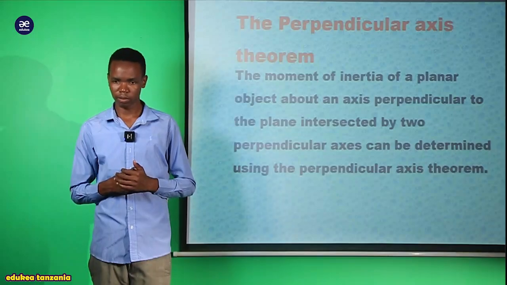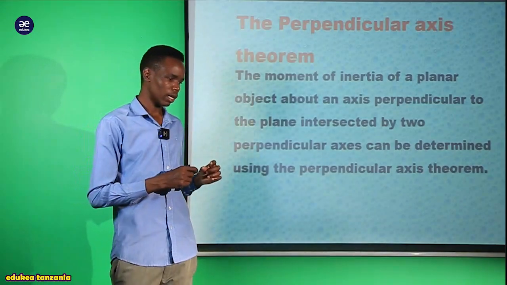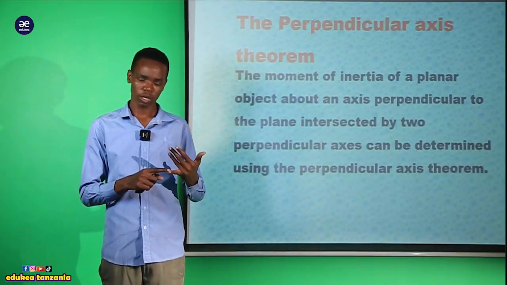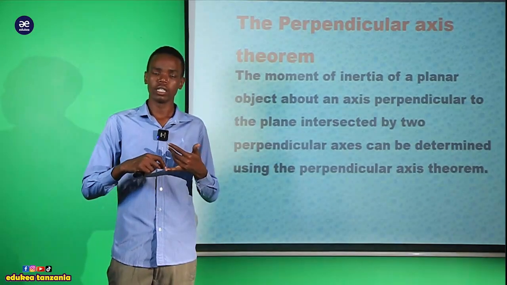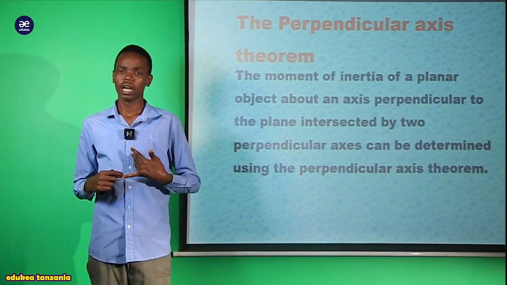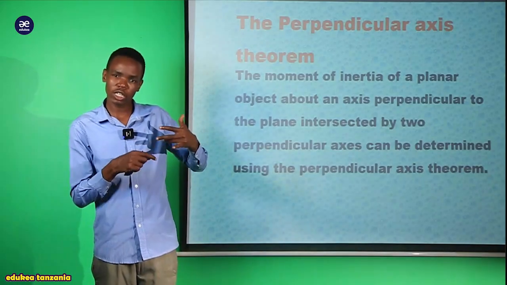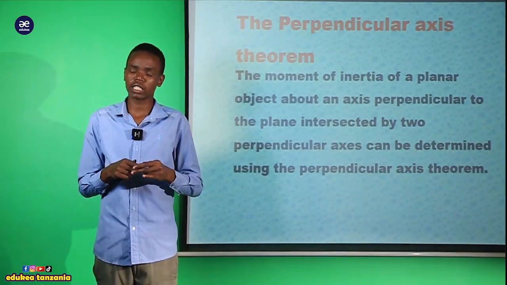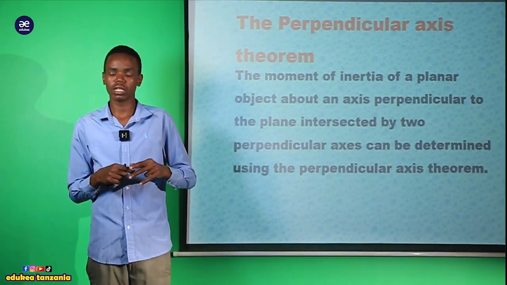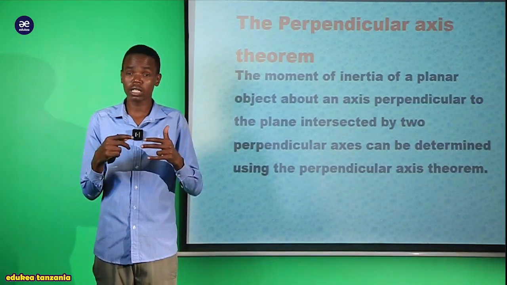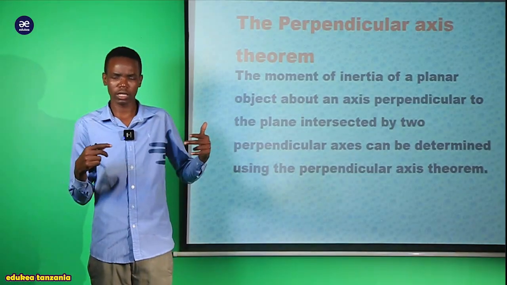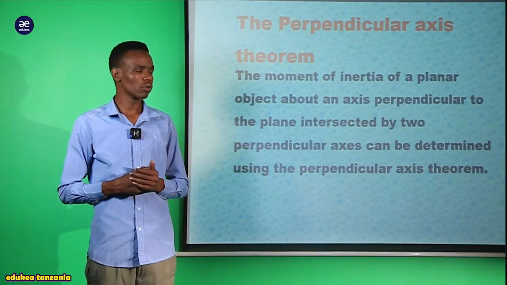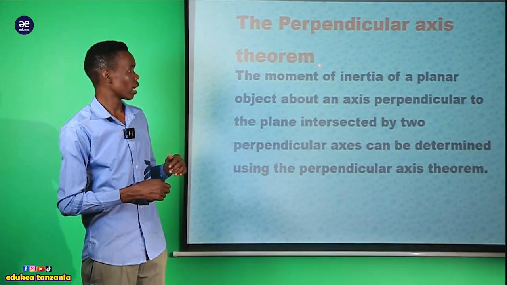So for today's discussion, we are going to look at the second part, which is called the perpendicular axis theorem. We have said that this theorem is categorized into two parts. We have part one, which is about the parallel axis. I explained that the moment of inertia through any axis equals the sum of the moment of inertia through the center and the product of the mass times the perpendicular distance between the parallel axes. And today we are going to look at the perpendicular axis theorem.